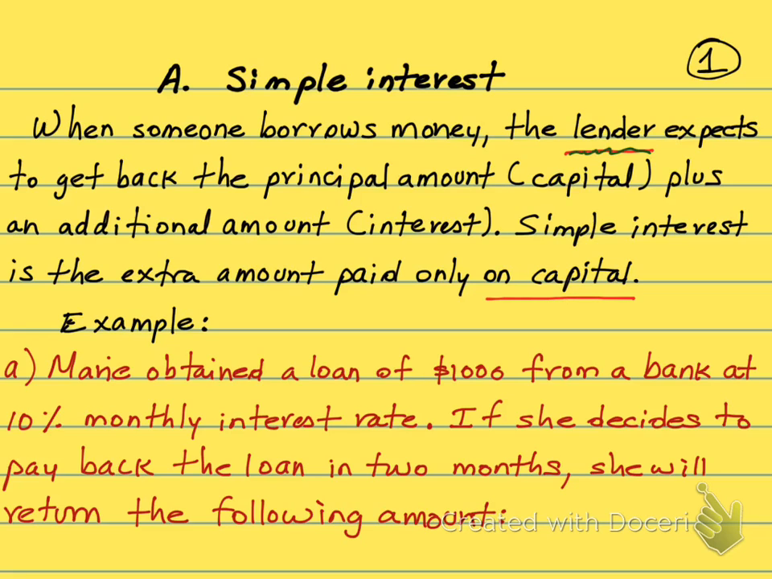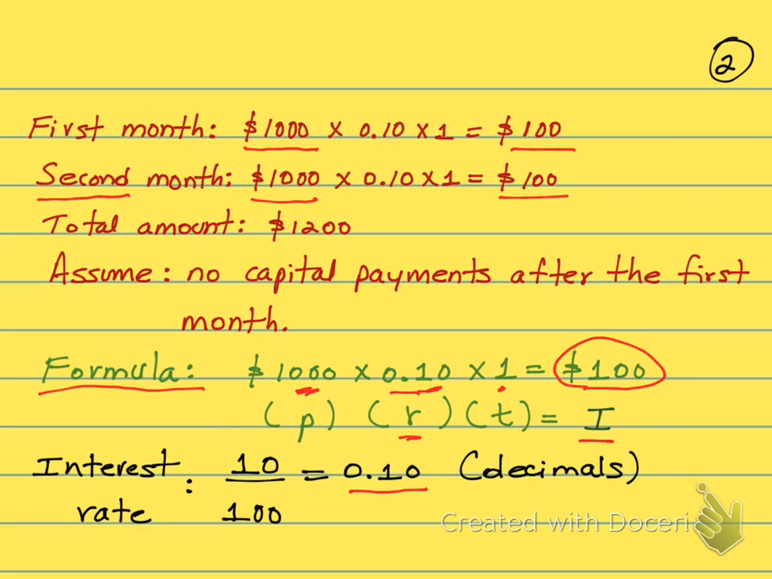For example, Marie obtained a loan of 1,000 from a bank at a 10% monthly interest rate. If she decides to pay back the loan in 2 months, she will return the following amount. And that's going to be a simple calculation. First month, 1,000 times 10% or 0.10 times 1. That's 100. Second month, 1,000 times 0.10 times 1, and that's 100 again. So the total amount would be 1,000 plus 200. In this case, we're assuming that no capital payments were made after the first month.